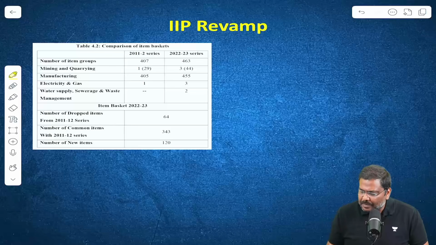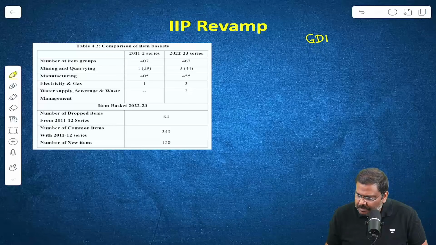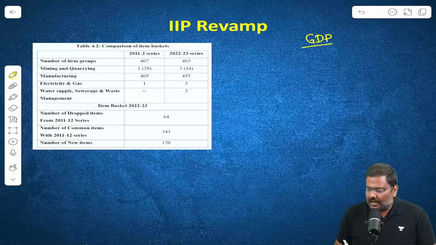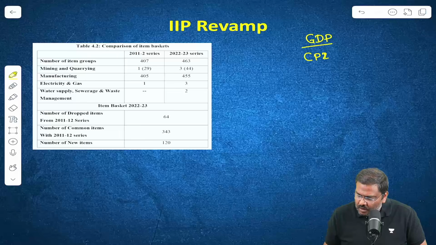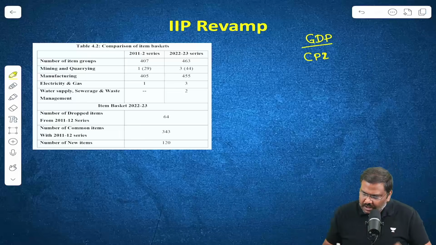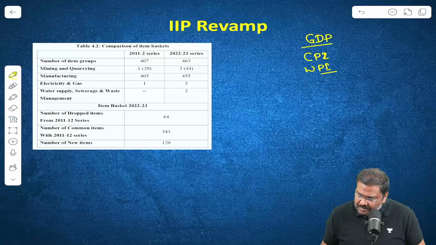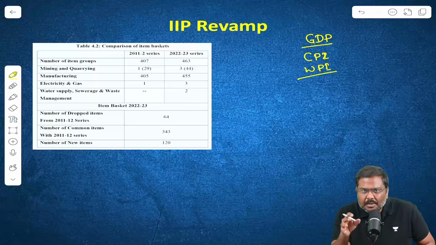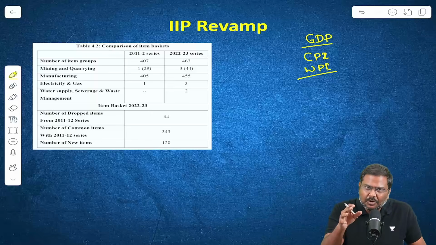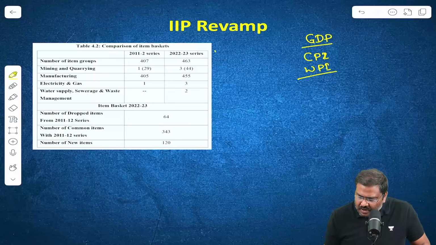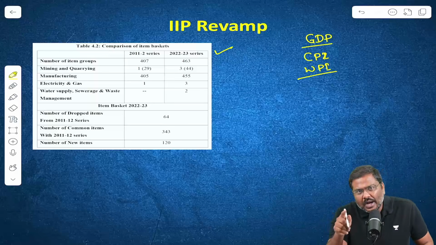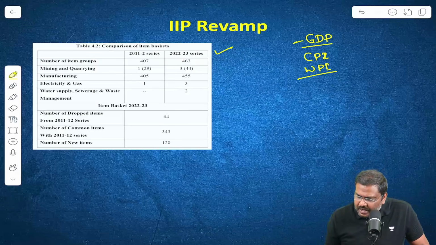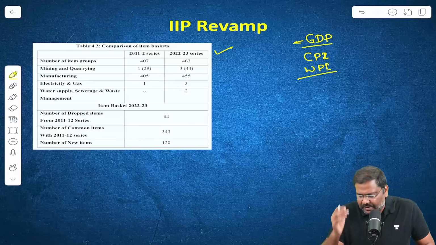That's the reason the government of India has already changed the base year for GDP, the base year for CPI is already changed, and for WPI, the government of India has set up the committee, and by all estimates, the experts are basically saying the base year for the WPI will be the same as for IIP, which is 22-23. And for the GDP, it is the same, 22-23.